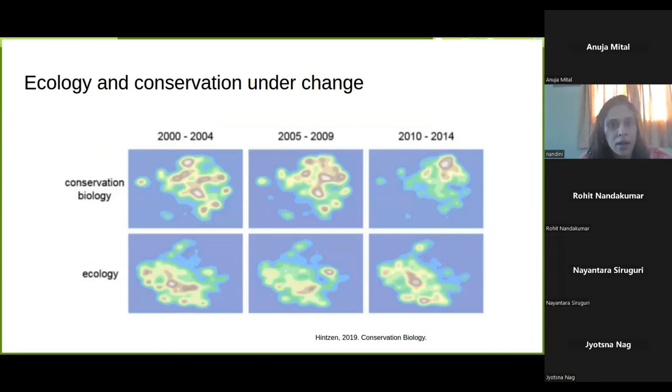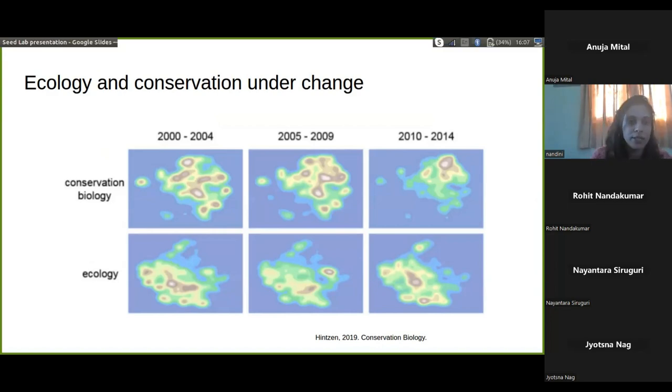So if you look at ecology and conservation today, this is a paper that highlights the last 14 years of publications in leading conservation and ecology journals. If you look at these clouds here, there is a change in focal interest over time in conservation, biology, and ecology. And more so, conservation, ecology, and biology now occupy distinct niches of sorts.